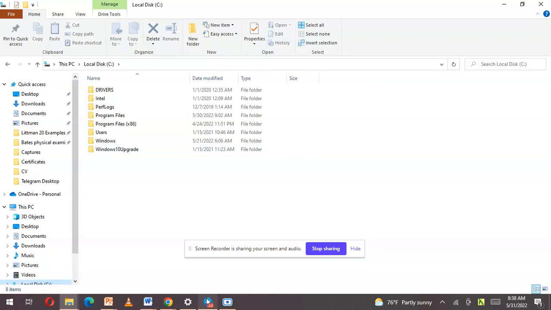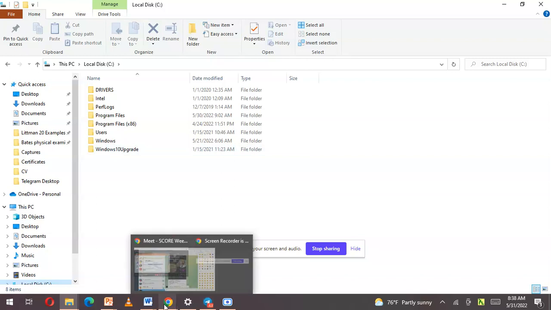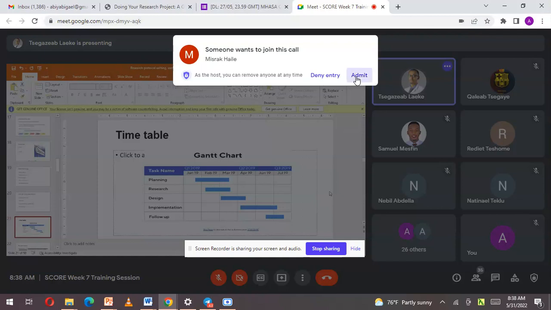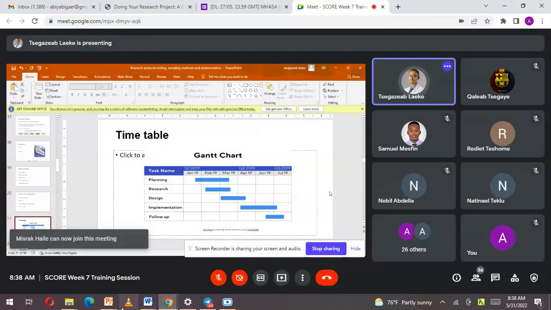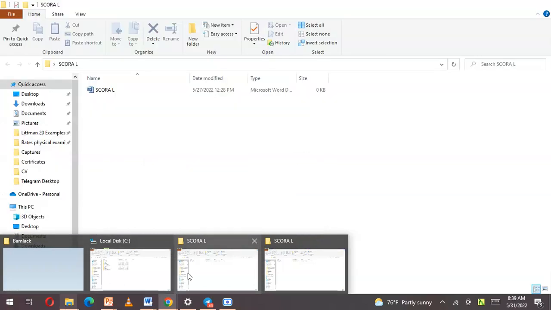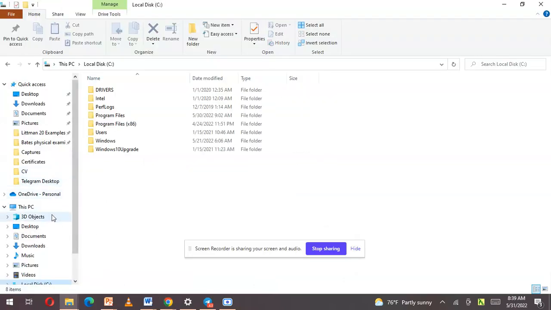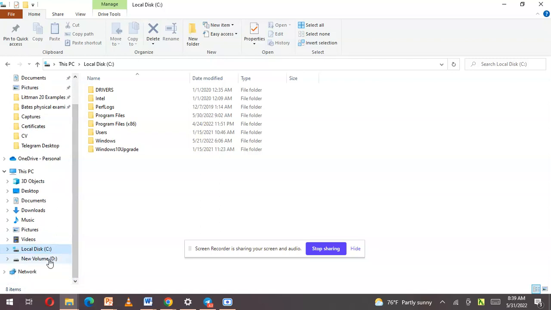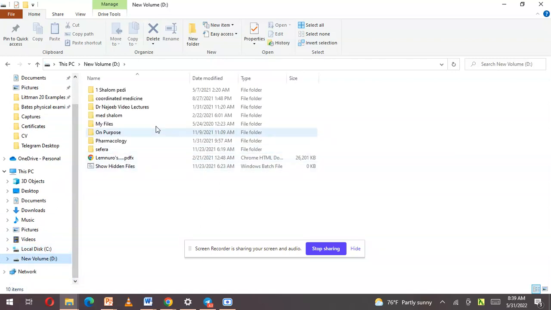And then finally, you have to have a timetable. You have to have a timetable, and this should be written as a Gantt chart. So you have to clearly write your timetable for the research. So this is all about protocol writing.